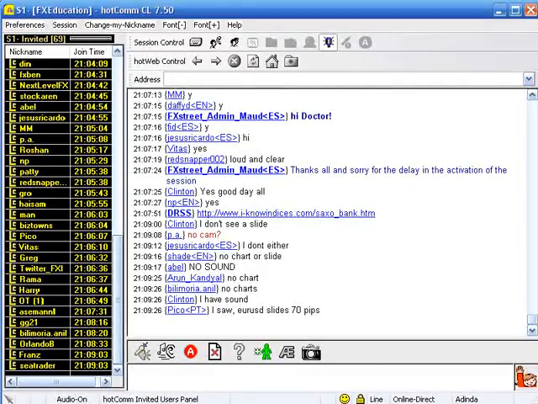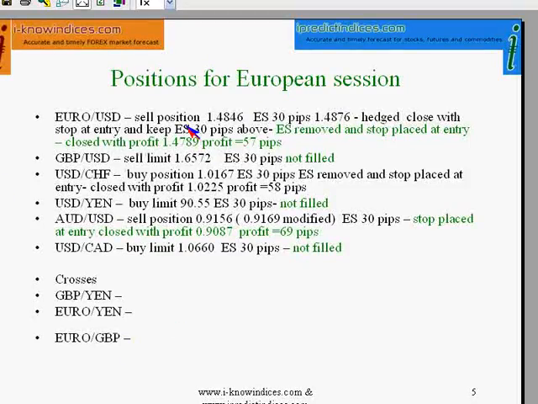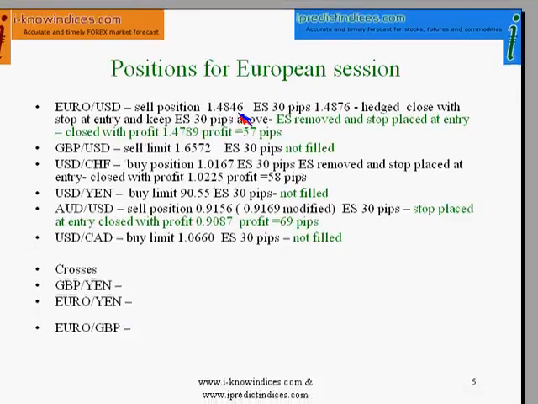Sorry, I think now you are able to see the slide. So I took a sell position in Euro at 1.4846 and kept a hedging order at 48.76. Subsequently, when that sell position was making profit, I kept the stop at entry and removed the hedging order. So I eliminated the risk first of all, so that in the event the market goes against me, I will not lose any money.